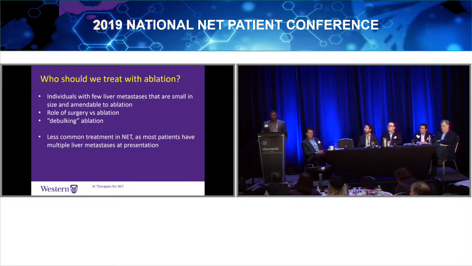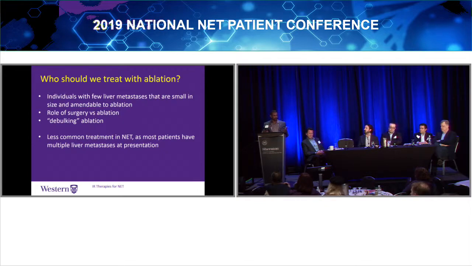But sometimes, rarely, we'll do a debulking type of ablation where we may not get the entire lesion, but in someone with functional disease, just to try and decrease the disease burden. But this is a less common treatment modality for people with neuroendocrine cancer because they typically present with disease that's outside what we would say are candidates for ablation.